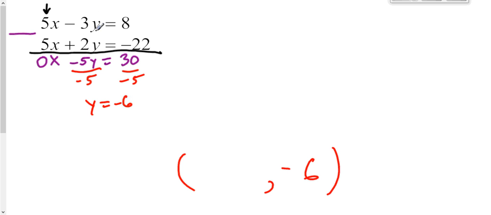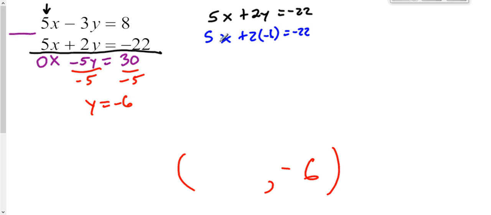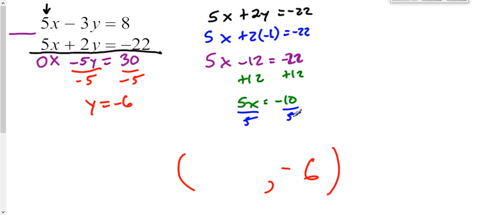We pick one of our equations. I'm going to pick the bottom equation. 5x plus 2y equals negative 22. Gives us 5x plus 2 times negative 6 equals negative 22. 5x minus 12 equals negative 22. Add 12. Gives us negative 10. Divide by 5. And x is negative 2.